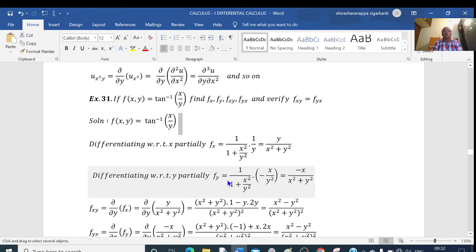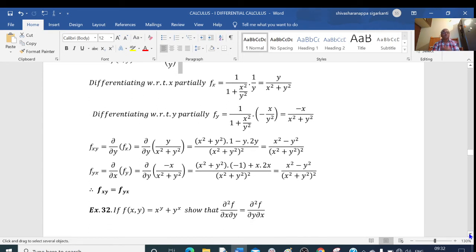Similarly, differentiating with respect to y partially, we get fy is equal to, again, tan inverse derivative is 1 by 1 plus x square by y square into derivative of x by y with respect to y. With respect to y, x is a constant quantity into 1 by y derivative is minus 1 by y square. Again here, taking y square LCM, we get x square plus y square divided by y square. I will write this y square in the numerator. This y square gets cancelled. What remains in the numerator is minus x divided by x square plus y square. This is our fy.